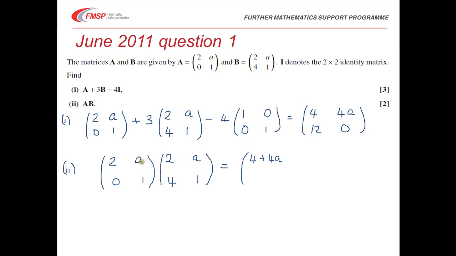So we then have the first row into the second column will be 2 times a plus a times 1, which is 2a plus a, which is 3a, and then we're multiplying the second row into the first column, so 0 times 2 plus 1 times 4, and 0 times a plus 1 times 1. So again, fairly straightforward, and you get 2 marks for that question, so 1 mark for any sensible attempt at matrix multiplication, and an accuracy mark for getting it all correct. So 2 marks here and 3 marks for that first one.